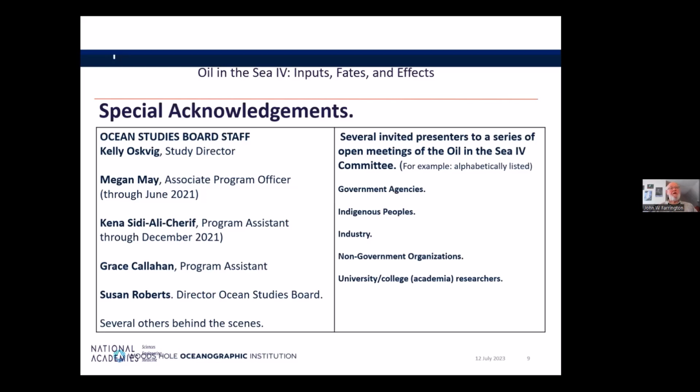I'd like to give special acknowledgements to the Ocean Studies Board staff, in particular Kelly Osgood, the study director, people indicated here, and at the bottom is an acknowledgement of several others behind the scenes. We all know that these are important people who managed to help the whole team work. We had several invited presenters to a series of open meetings, and I've listed these in alphabetical order in terms of what they represented: government agencies, indigenous peoples, industry, non-governmental organizations, and then several people from universities and colleges, if you will, academia.